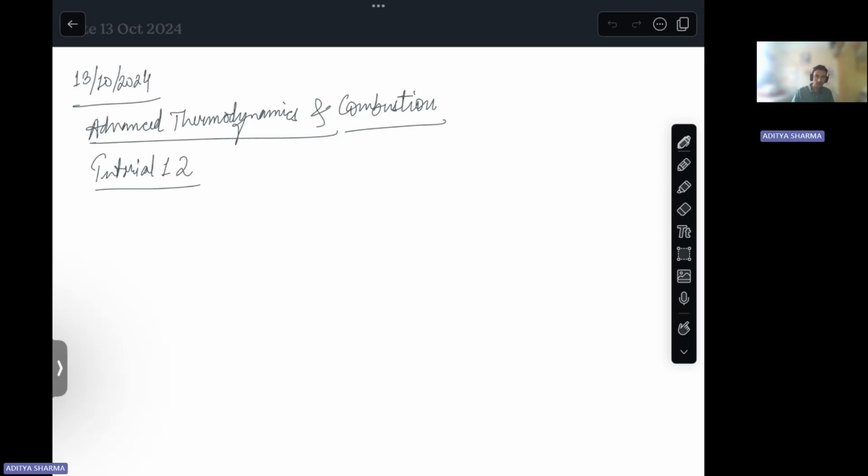Then also we have the expression for droplet lifetime. This is d naught square by k_q, where k_q is the evaporation constant and d naught is the initial diameter of the droplet. After that, the next heading is droplet burning.